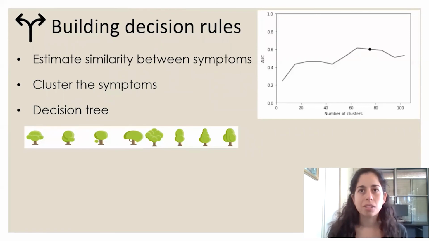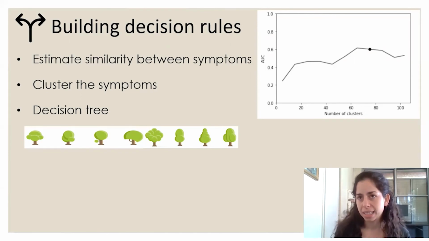So this is the graph for endometriosis. You see on the x-axis the number of symptoms, on the y-axis the AUC, and in here we chose 80 clusters.